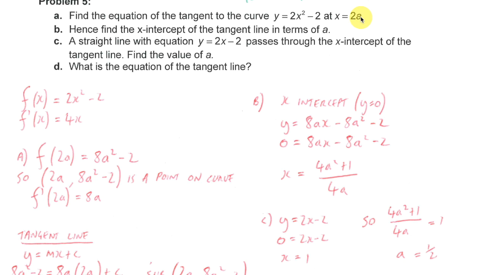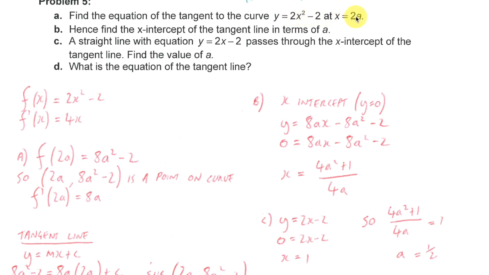Our approach is going to be exactly the same, but we're going to have a lot more steps involving algebra and this unknown a value. So you can imagine this shape here, y equaling 2x squared take away 2. This is just a parabola. We're talking about the tangent line. So the fundamental idea here is that if we can calculate the gradient of the curve at x equaling 2a, that will give us the gradient of this tangent line.